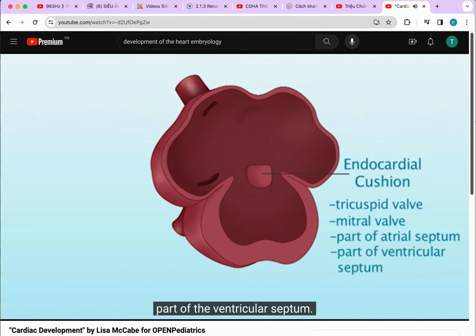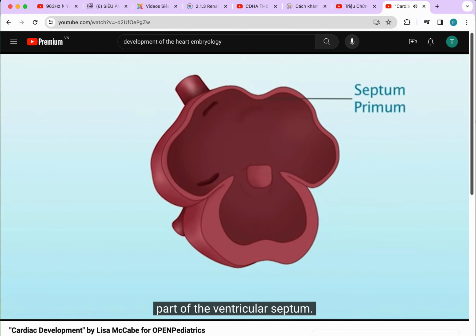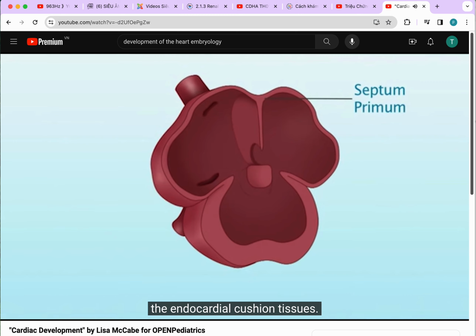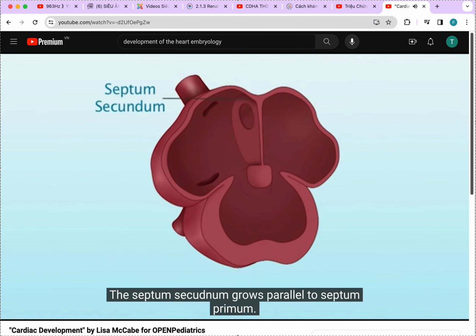and part of the ventricular septum. Septum primum grows downward between the right and left atrium and eventually fuses with the endocardial tissues. The septum secundum grows parallel to the septum primum.